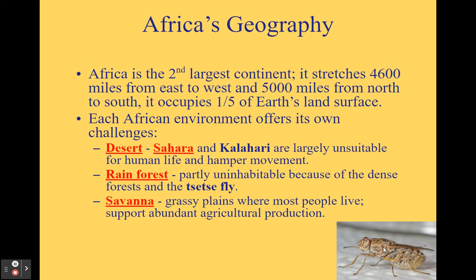Now, most people live in the savannas. Those are the grassy plains where most people live. It supports abundant agriculture production. The savanna is kind of that mix between desert and rainforest. You're going to have a lot of ability to grow crops and everything, but it's going to be warmer and a little bit drier, or it's going to be drier than the rainforest because the rainforest is also warm.